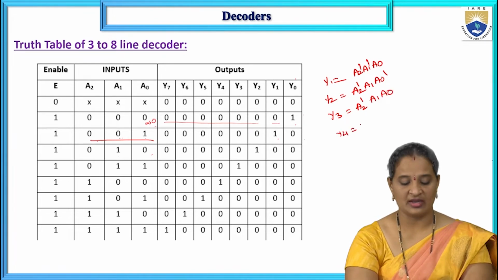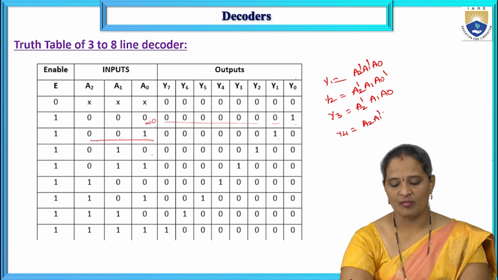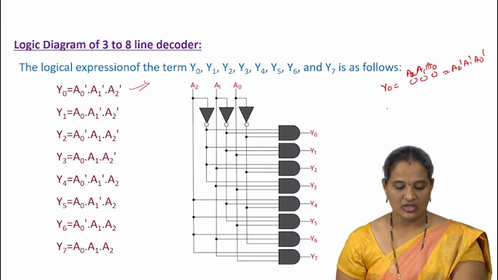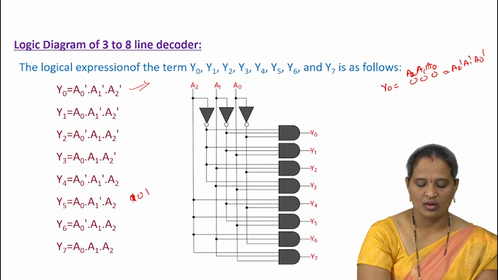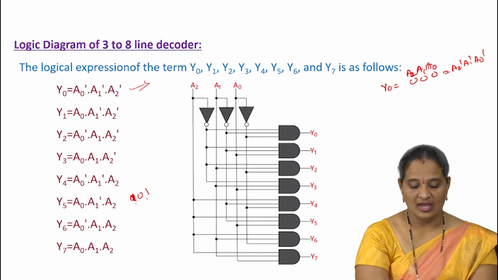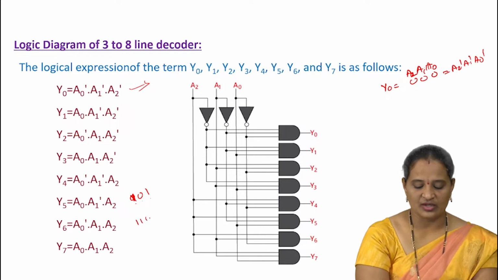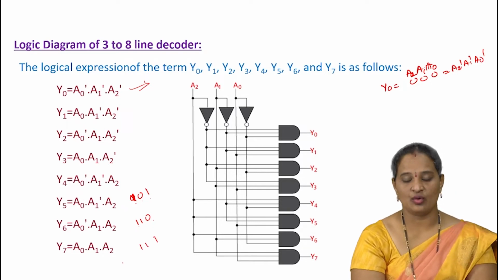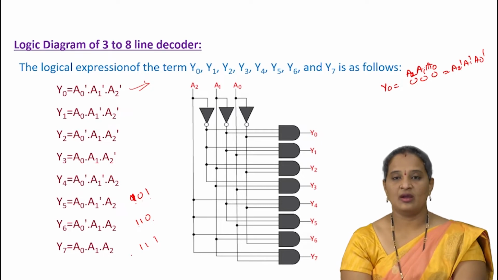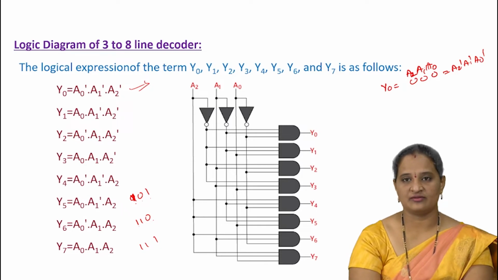And Y4, what is the binary equivalent? 1, 0, 0 means A2, A1 complement, A0 complement, and so on. Y5 means 1, 0, 1, which is A2, A1 complement, A0. Next, 1, 1, 0 means A2, A1, A0 complement. 111 means A2, A1, A0. So these are the Boolean expressions for the 3 to 8 decoder.